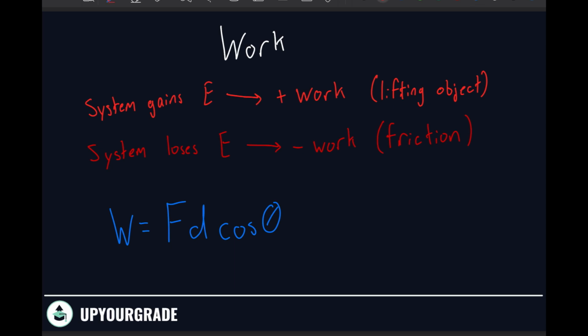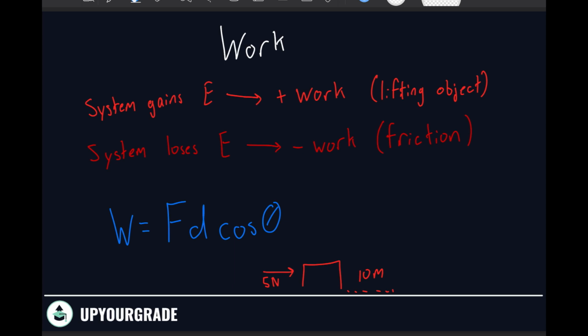So if we push a box over here, and let's say we push this box with 5 newtons of force, and this moves across a distance of 10 meters, then the work done here is going to be 50 joules of energy. Okay, and now I'm going to talk briefly about what the cosine theta portion of this means.